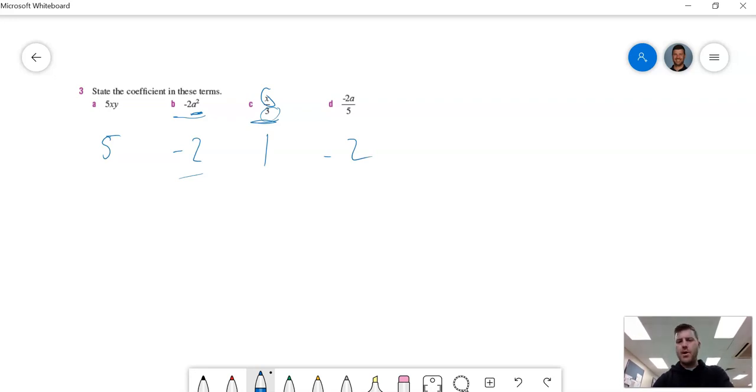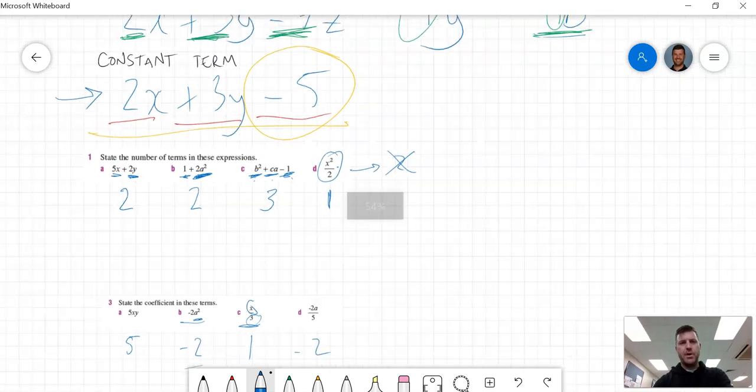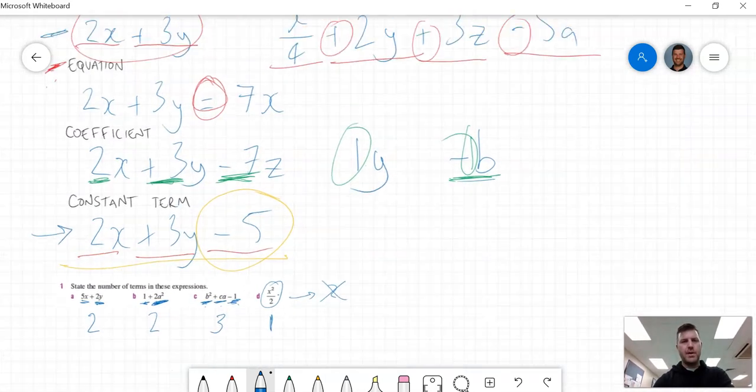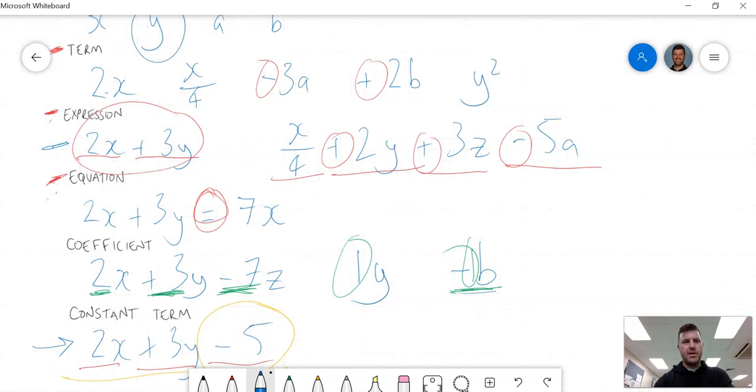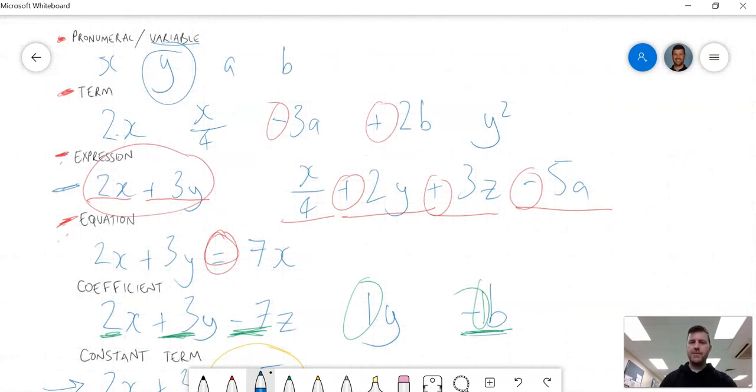Alright? So hopefully that helps, guys. Like I said, for my class, I'm going to be going through some more content involving some examples around linear and simultaneous equations, and I'm going to be using these terms, so make sure you're familiar with them.